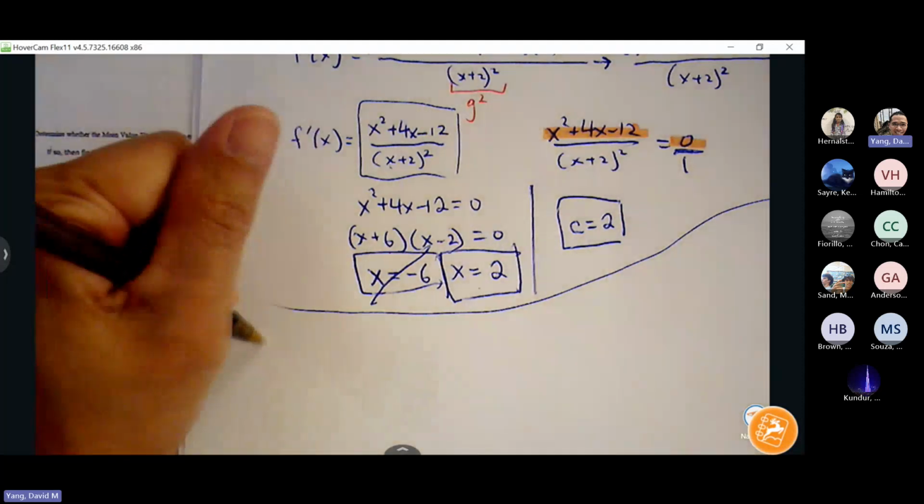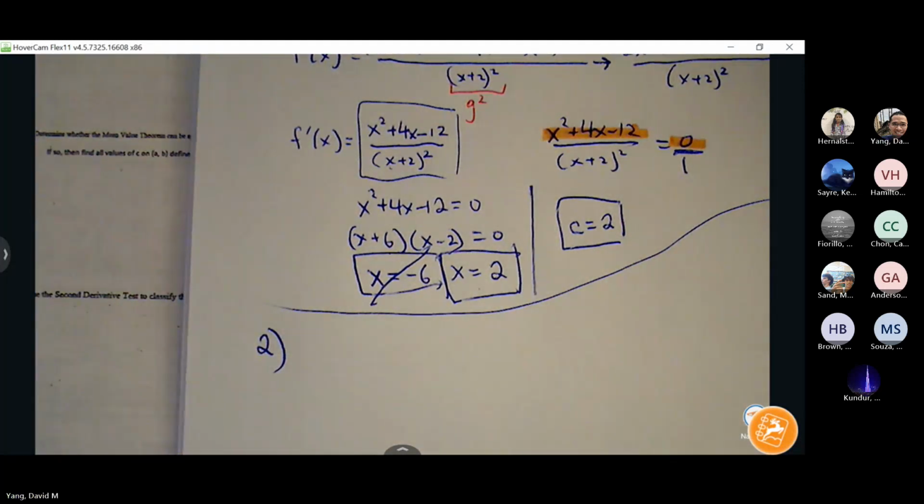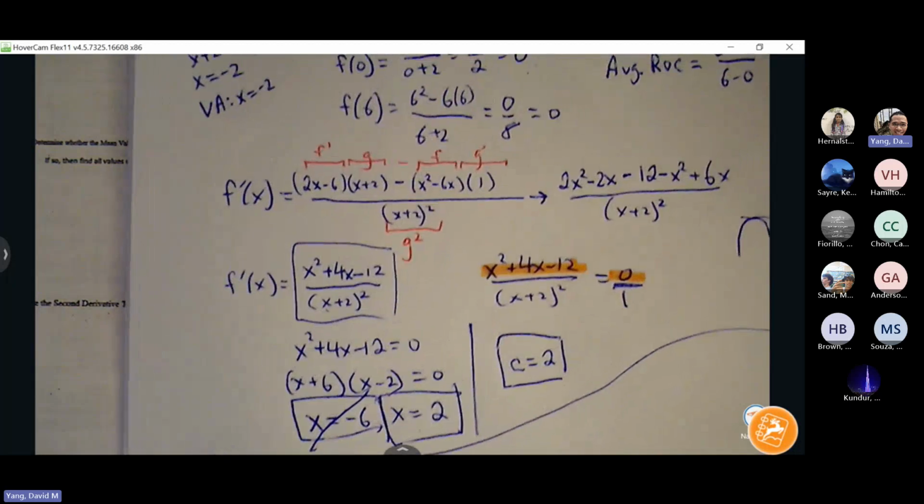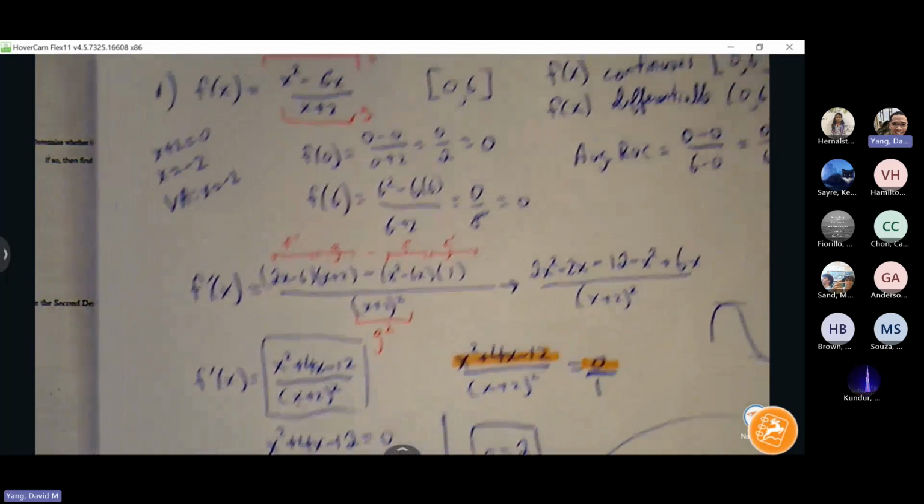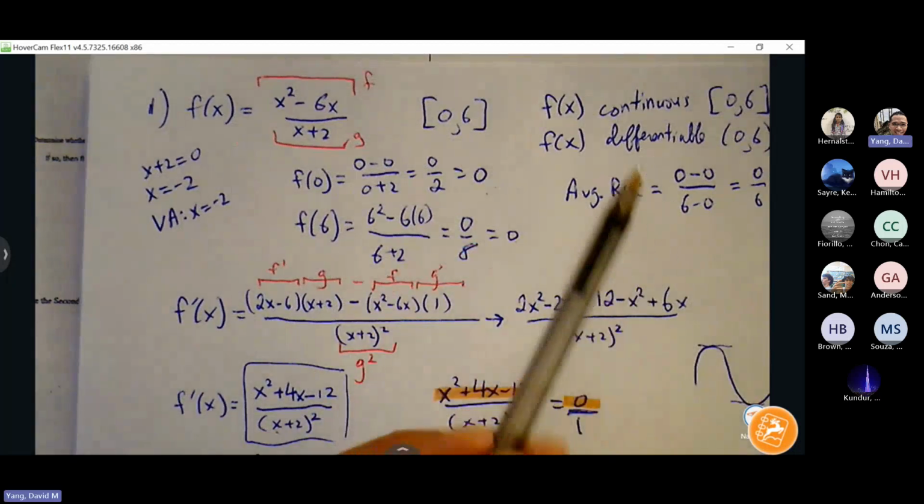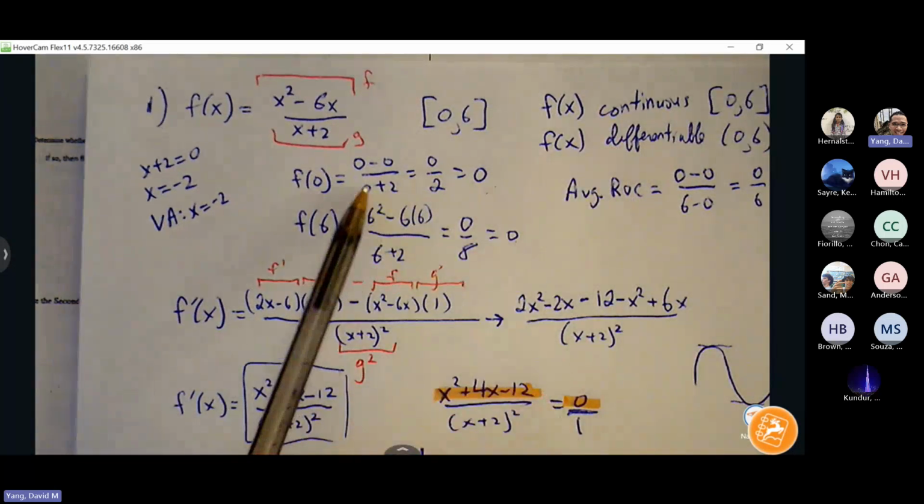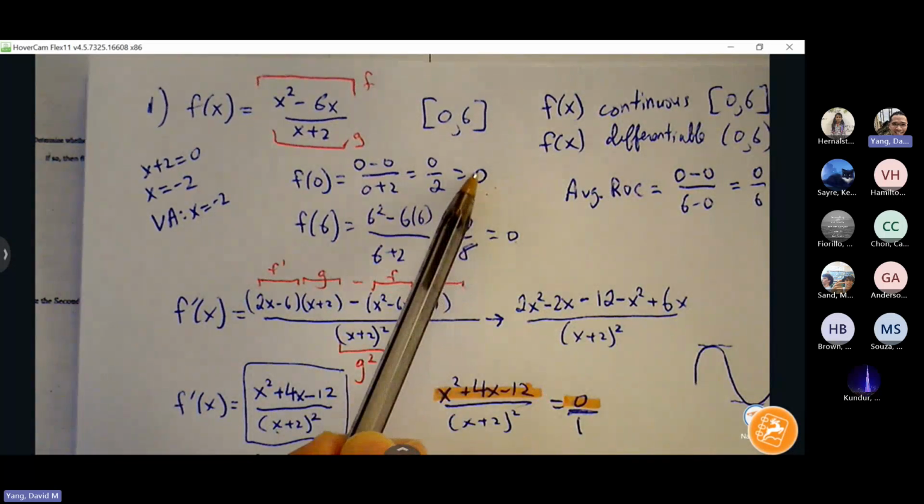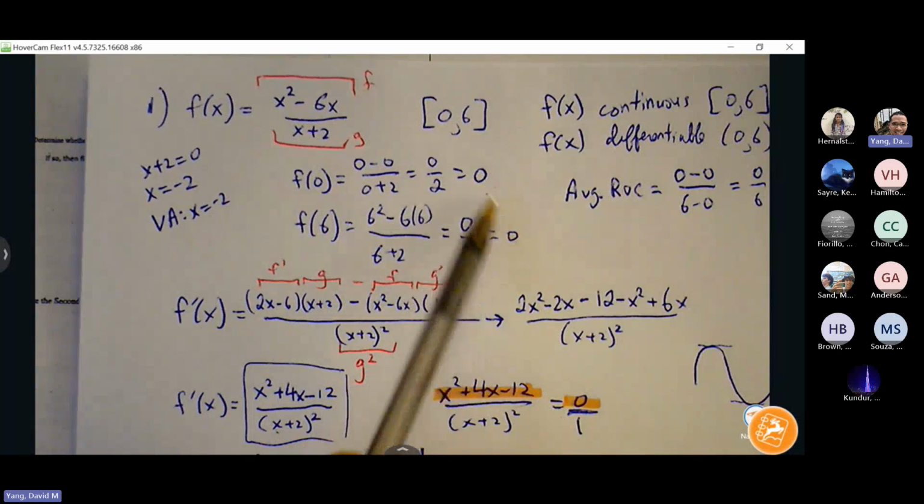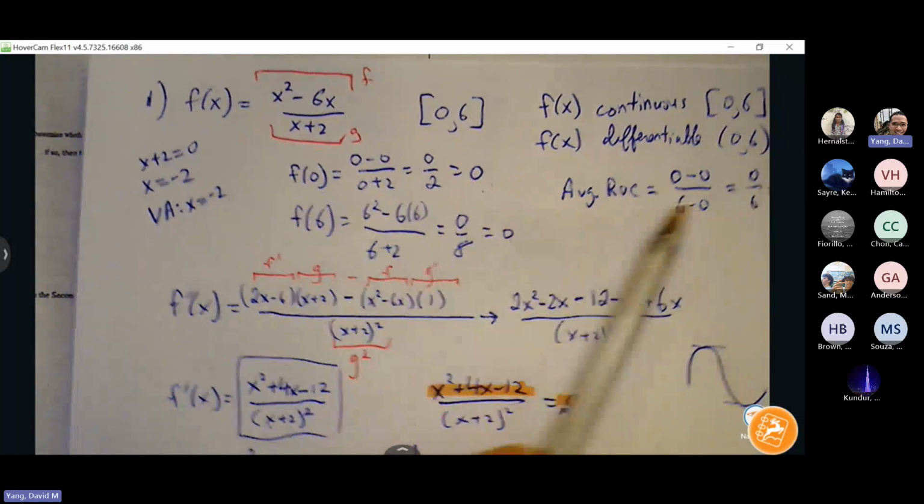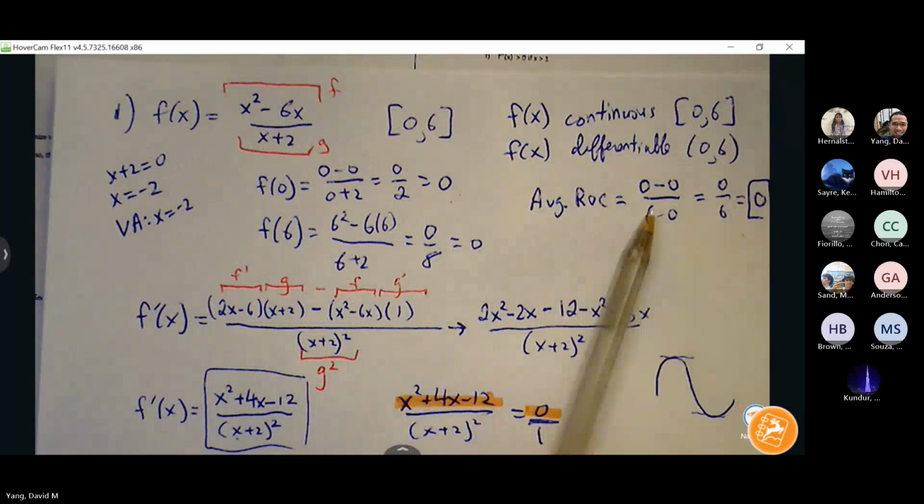Okay, number 2. Number 2 is very much the same. It's mean value theorem. So we're going to go through the same process, continuity, differentiability. We're still going to find the endpoints, but chances are with mean value theorem, these are not going to be the same y values. So we have to find the average rate of change by finding slope.